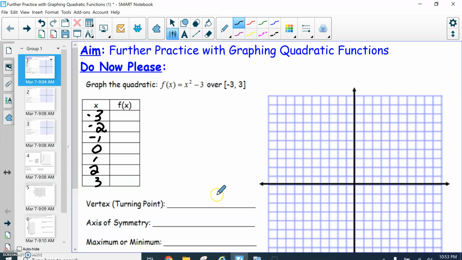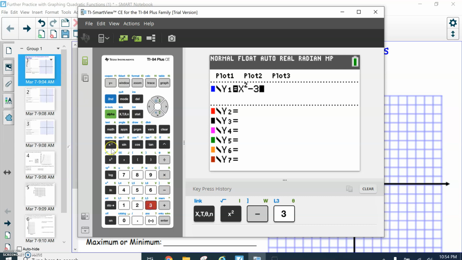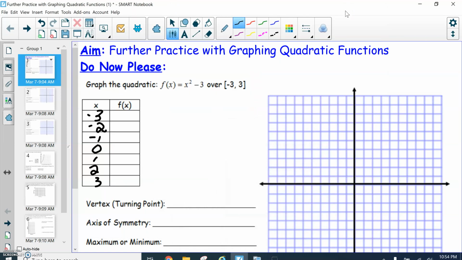Okay, so to get my corresponding y values, I'm just going to go to my calculator. So I'm going to go to y equals x squared minus 3, hit second graph. And I want to copy the values in the calculator from -3 to 3. So these are my corresponding y values that I'm going to copy onto my paper. So we got 6, 1, -2, -3, -2, 1, 6.